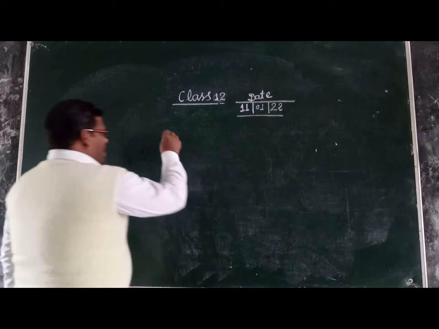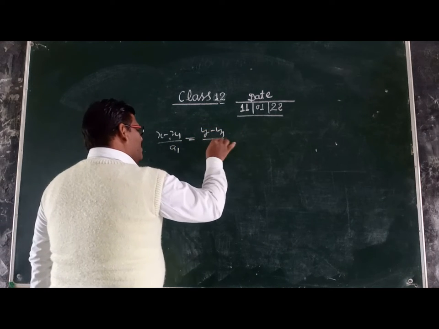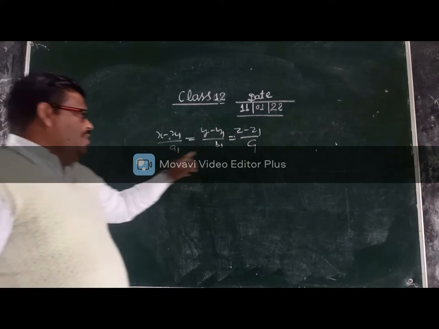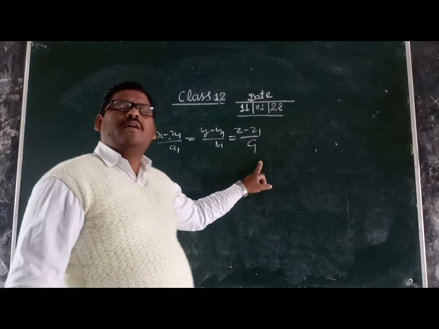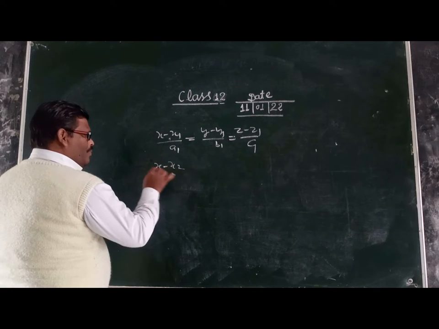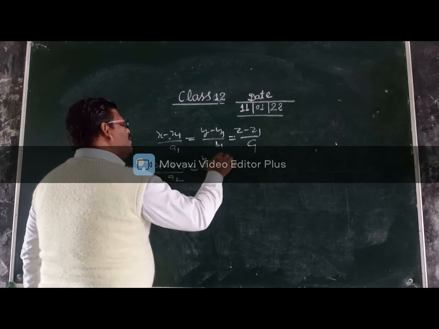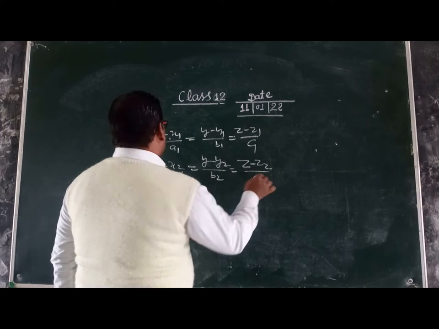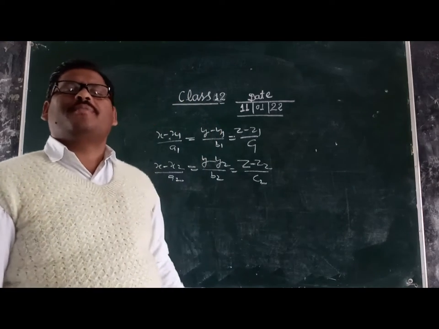First is (x minus x1) by a1 is equal to (y minus y1) by b1 is equal to (z minus z1) by c1, where a1, b1, c1 are the direction ratios of the line, and the second line, that is (x minus x2) by a2 is equal to (y minus y2) by b2 is equal to (z minus z2) by c2, where a2, b2, c2 are direction ratios of the given line.